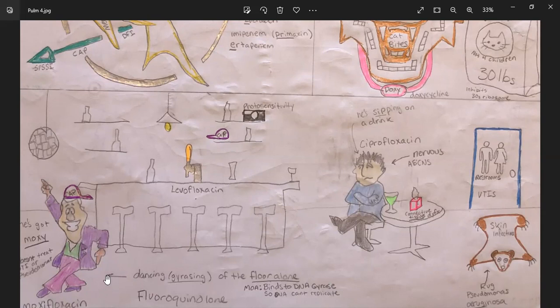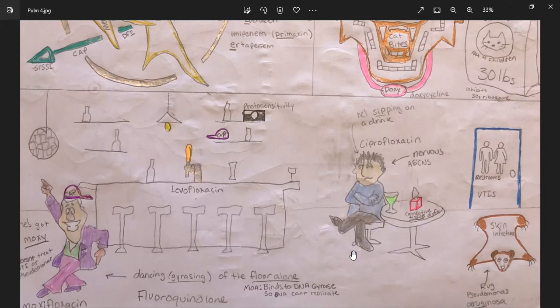So the drugs that are fluoroquinolones are moxifloxacin. So this guy, I spelled moxie wrong, but he's got moxie. He's just out there on the dance floor gyrating. He's confident. He's got moxie. So moxifloxacin. And we have the lever that you pull to get beer out of, levofloxacin. And like I said, this guy over here, he is sipping on a drink, ciprofloxacin.